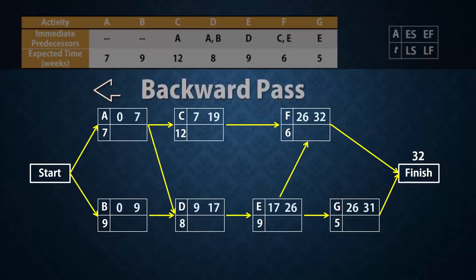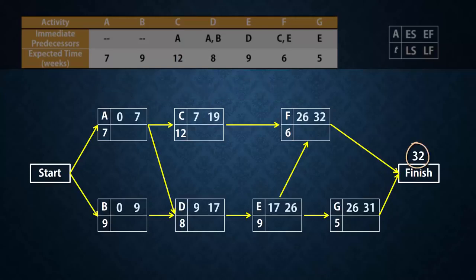Now let's do the backward pass. Since the project completion time is 32 weeks, the latest finish times for the activities at the finish node, F and G, have to be 32. That is, F and G cannot be completed in longer than 32 weeks. Next, we obtain the latest start times by subtracting the activity times from the latest finish times. For G, the latest start time will be 32 minus 5 to give 27. For F, the latest start time will be 32 minus 6, and that gives 26.